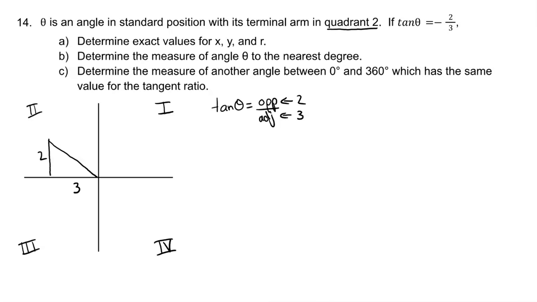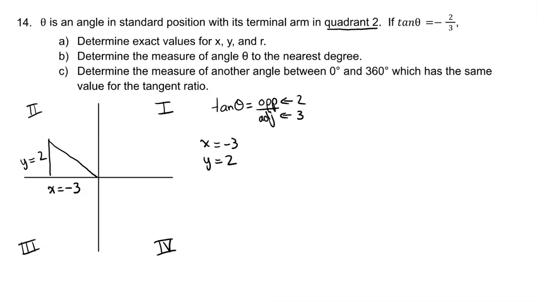Now, the thing to keep in mind as well is that because it's negative, one of those values has to be negative. Well, it's actually going to be this value, because the x value is representative of the horizontal distance and the y value is representative of the vertical distance. So then we have x equals negative 3 and we have y equals 2.